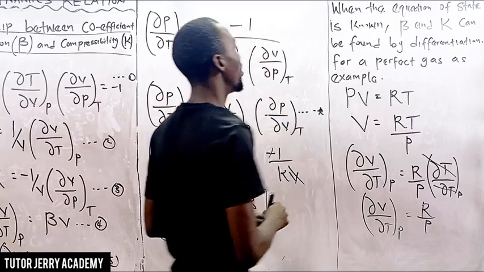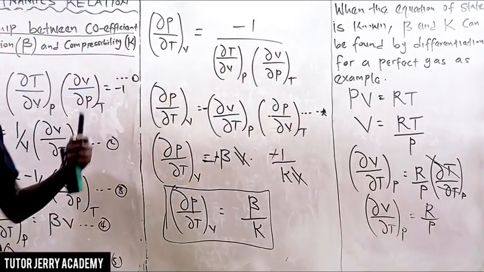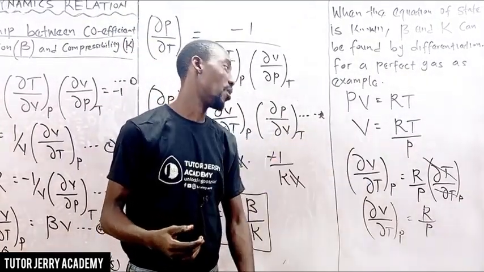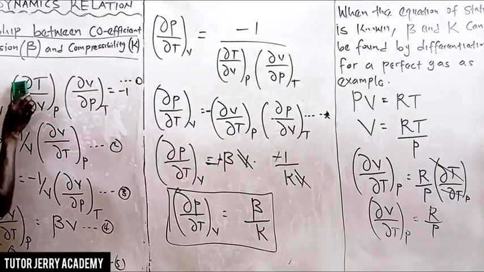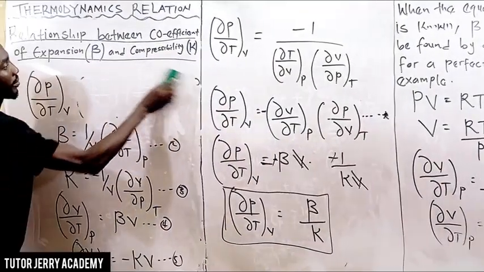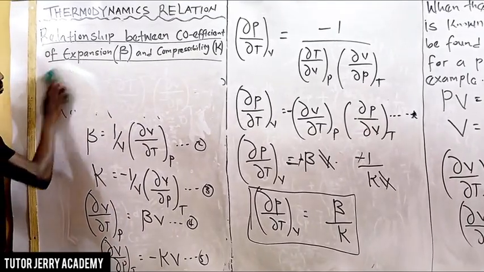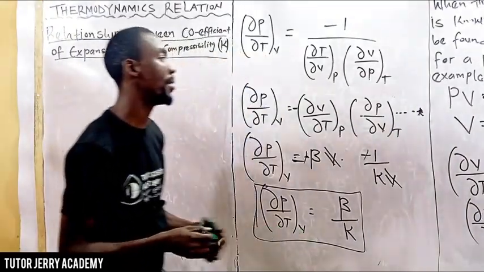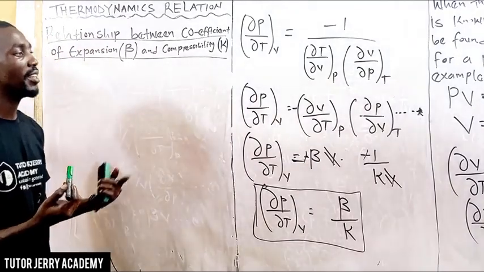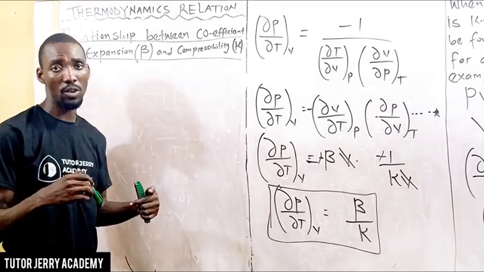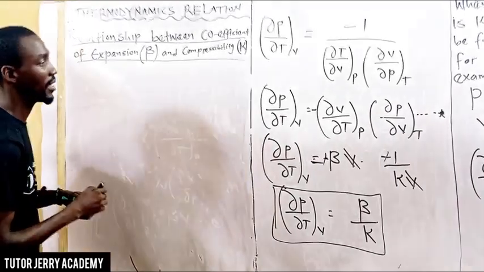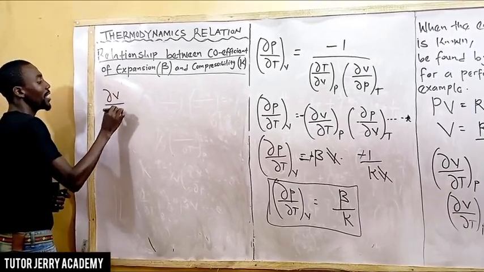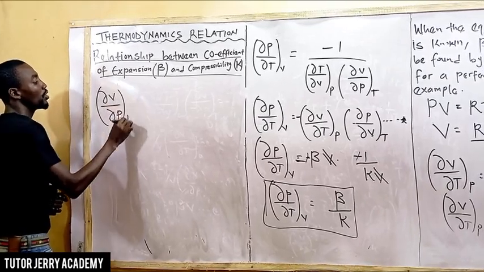P. All right. So now the next thing we are going to do is differentiate V with respect to P, keeping T constant. We established that V is equal to RT over P. So now we want to differentiate volume with respect to pressure, keeping temperature constant. So we are going to say the partial differentiation of volume over the partial differentiation of pressure, keeping temperature constant.